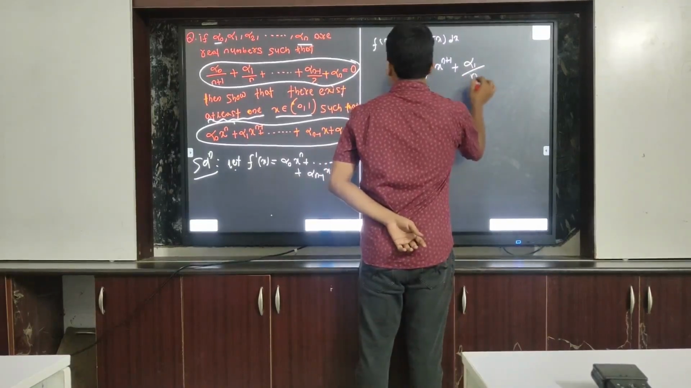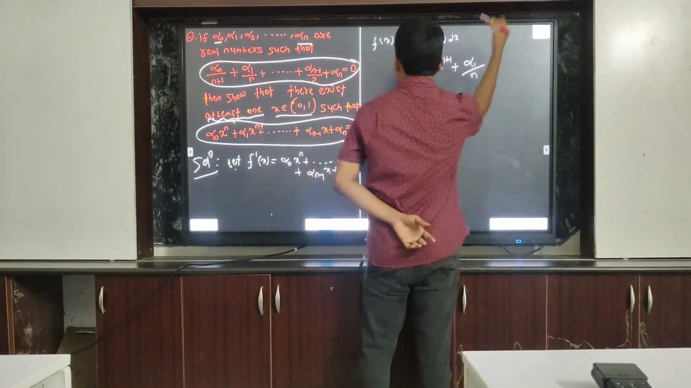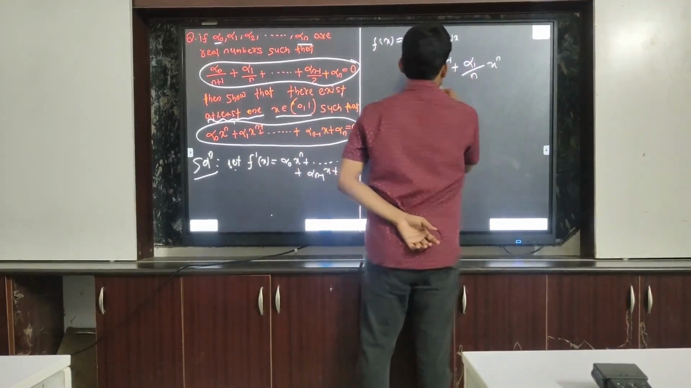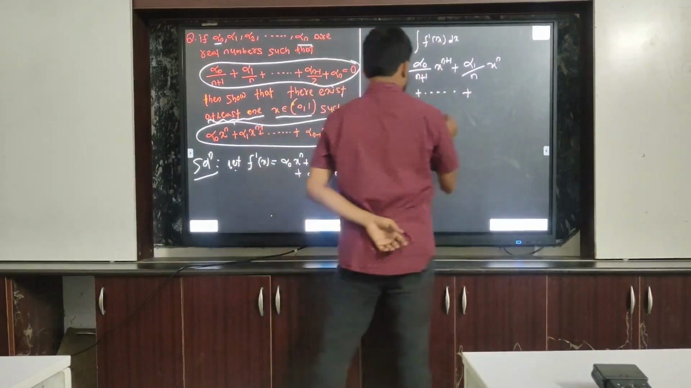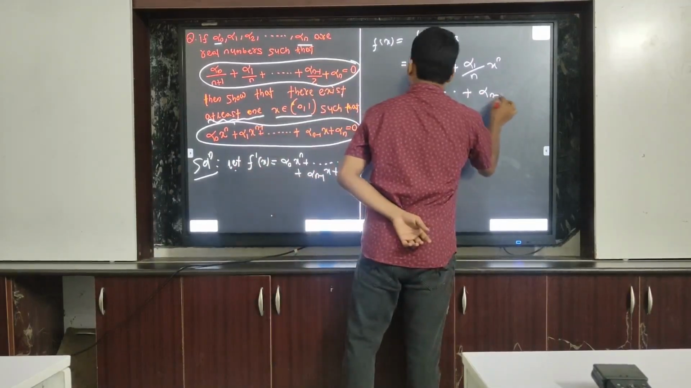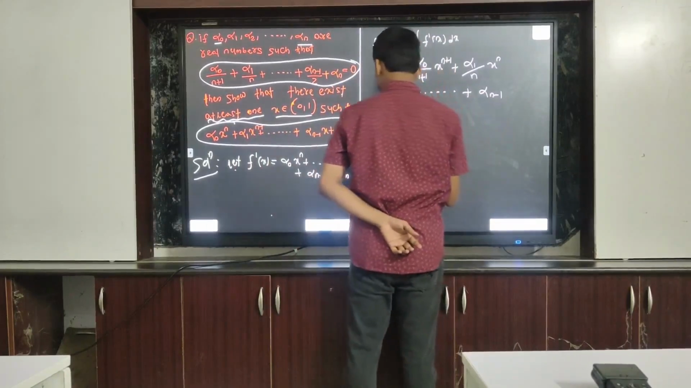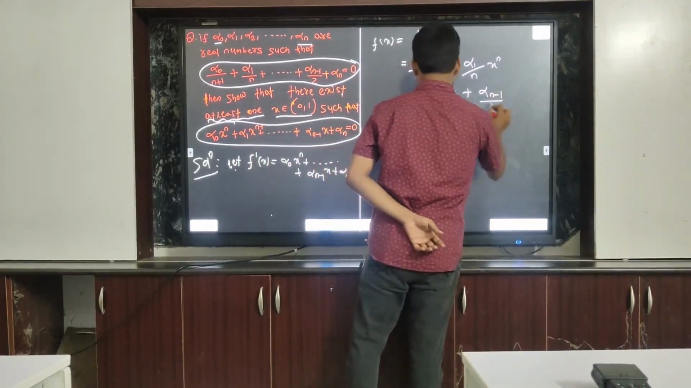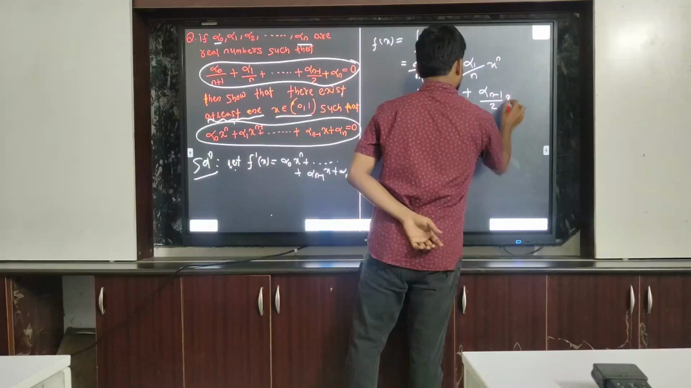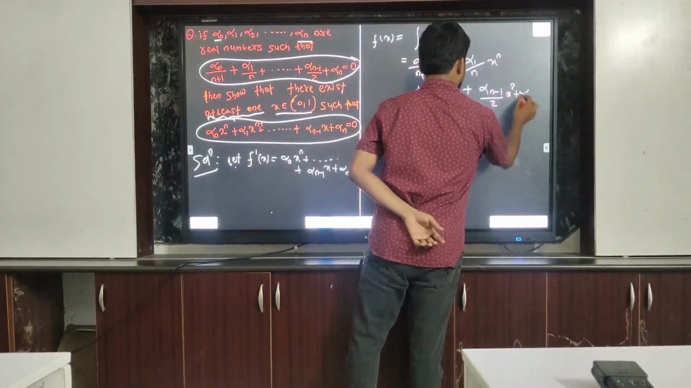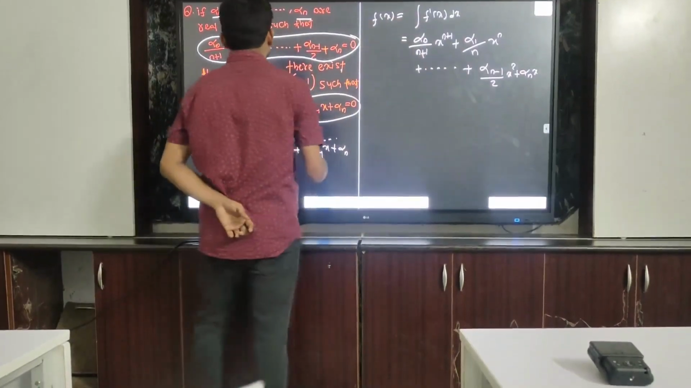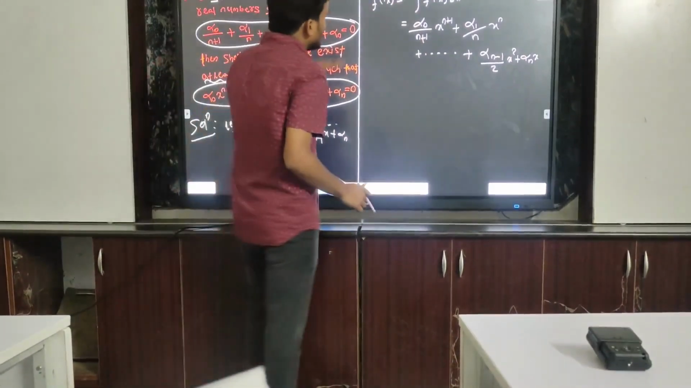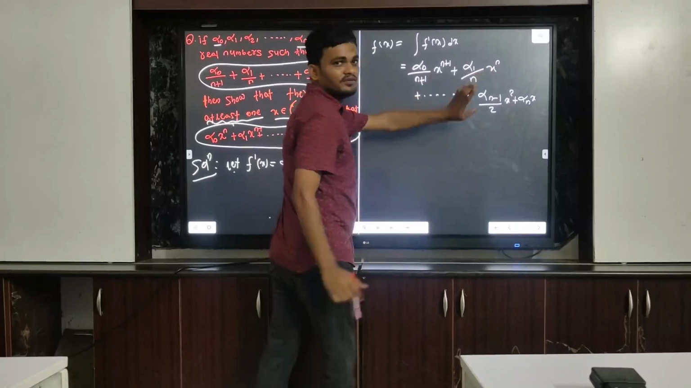alpha 1 by n x to the power n, and so on. We integrate this term and get alpha n minus 1 by 2 x square plus alpha n x. This is our f of x. Clearly, f of x is a polynomial, right?